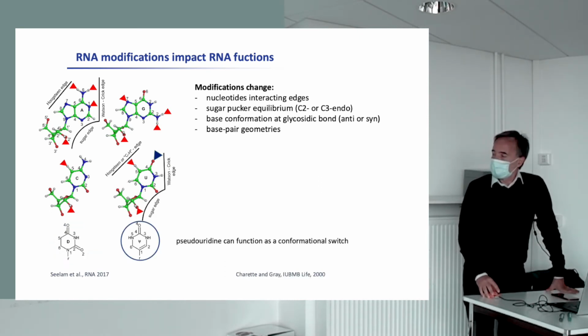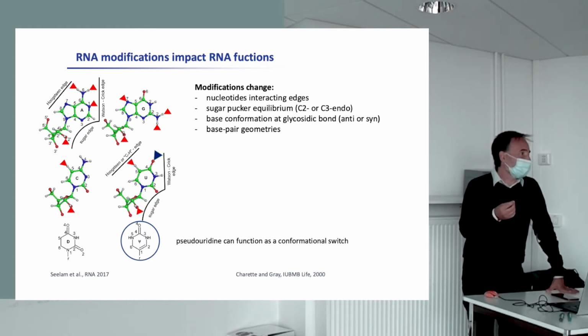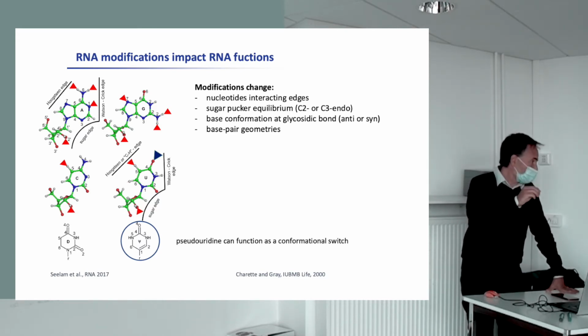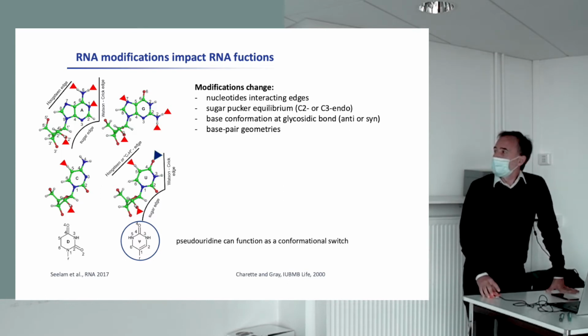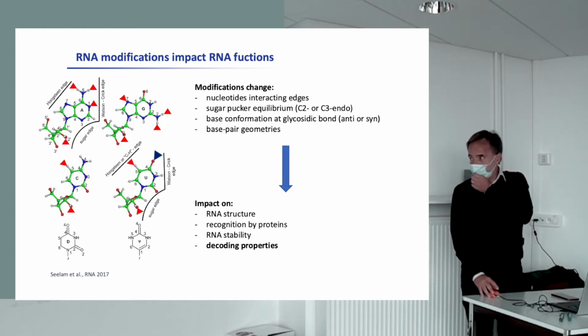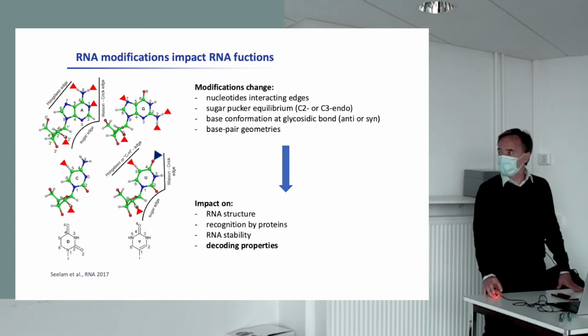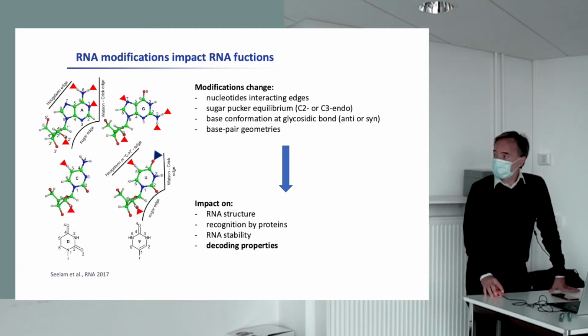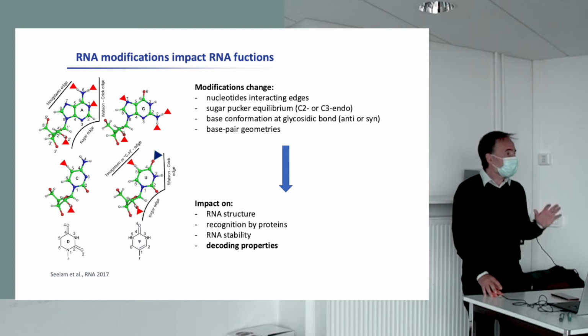So already two examples to tell you that modifications can have a direct impact on the structure of the RNA. Then we have also pseudouridine, and they are very dynamic. They can change their conformation very easily. And so they are present in RNA molecules that need to switch between different conformations, for example. The bottom line of this is that modification can have an impact on the RNA structure, on the ability of the RNA to be recognized by protein, we will see some examples of it, on the stability of the RNA, and above all, on the decoding properties.